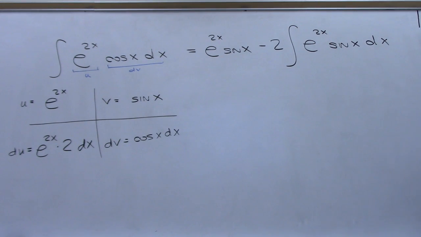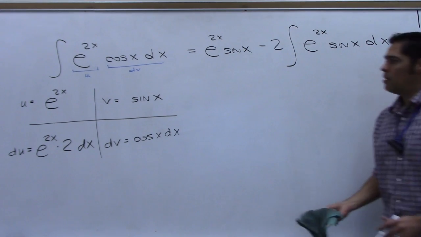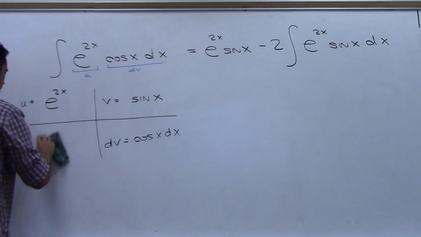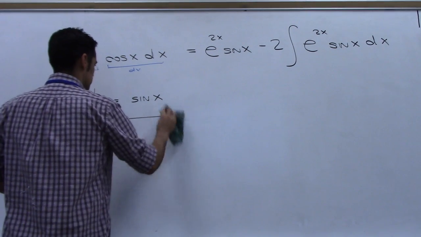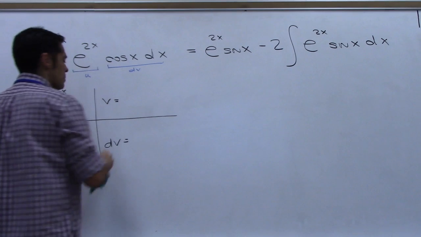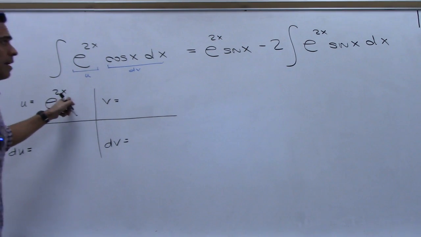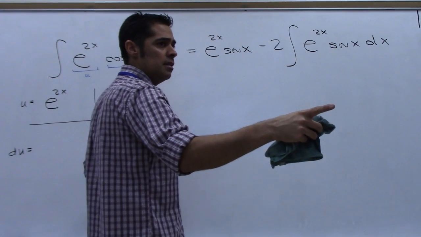Let's do the same thing. Let's do integration by parts again. Let's use the same u, e to the 2x again. I'm going to make a new table over here because there are some things that are slightly different in this new table. So I'm doing a second integration by parts. Do you all see that? So u is going to be e to the 2x.